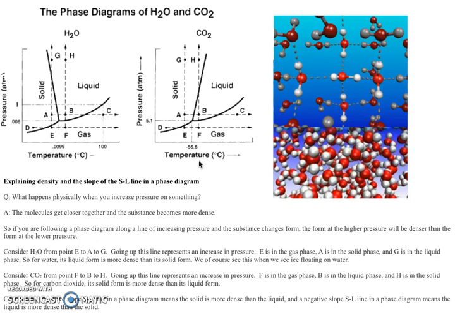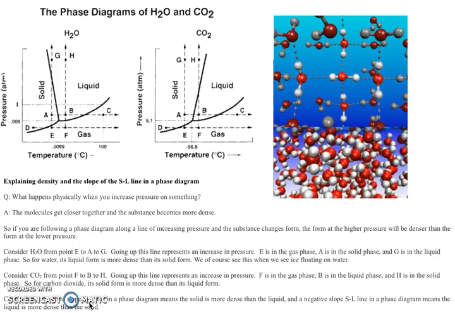Now let's take a look at carbon dioxide. We're going to choose a different line to refer to. We're going to pick F, B, and H because on those points, it is increasing pressure from F to B to H, and we're going to hit all three phases: gas to liquid to solid. You can see here that in increasing density, we start with gas being the least dense, then liquid being a little bit more dense, and then the solid being the most dense of all.